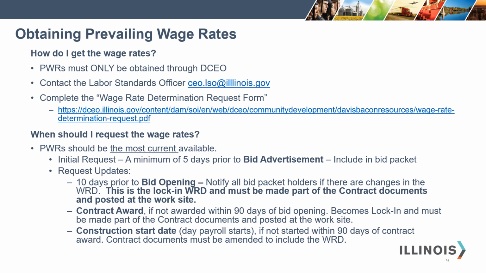If the contract is not awarded within 90 days of the bid opening, you must request an update. This becomes the lock-in and must be made part of the contract documents and posted at the worksite. If construction does not start within 90 days of contract award, you must request an update for construction start date, which is defined as the first day of the first payroll. The contract must be amended to include this lock-in wage rate determination, and the wage rate determination must be posted at the worksite.